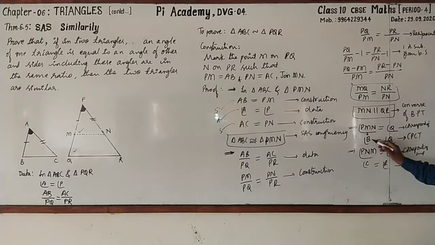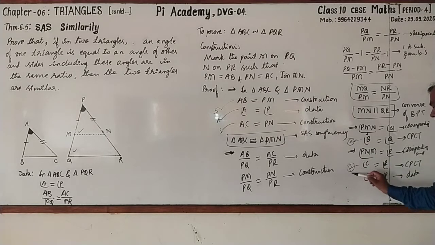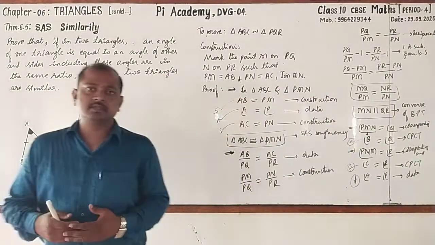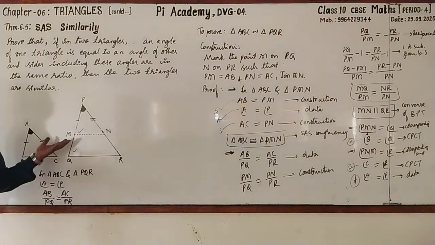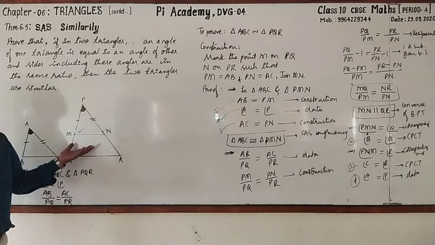CPCT. Look here. Angle B equal to Q, C equal to R. Shall I write A equal to P? How? This is from data. Now observe it. This is alpha, this is beta, this is gamma. Here angle A equal to angle P, angle B equal to angle Q, angle C equal to angle R. In two triangles, if the corresponding angles are equal, then the corresponding sides will be in the same ratio. Hence, the two triangles are similar.